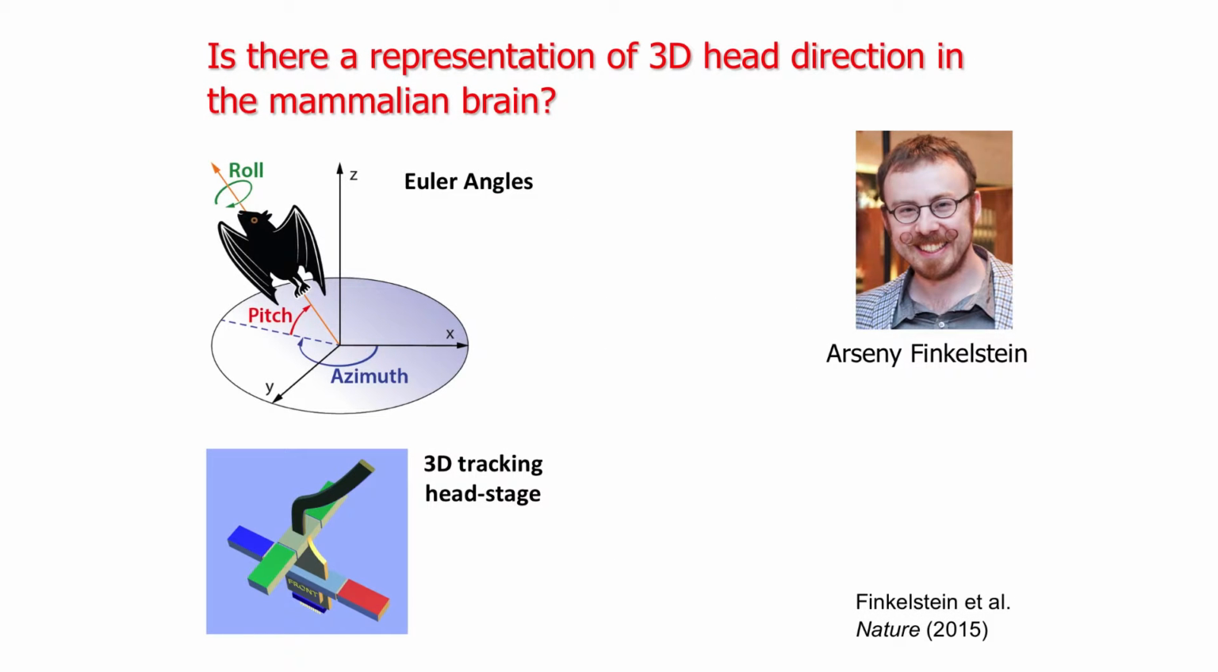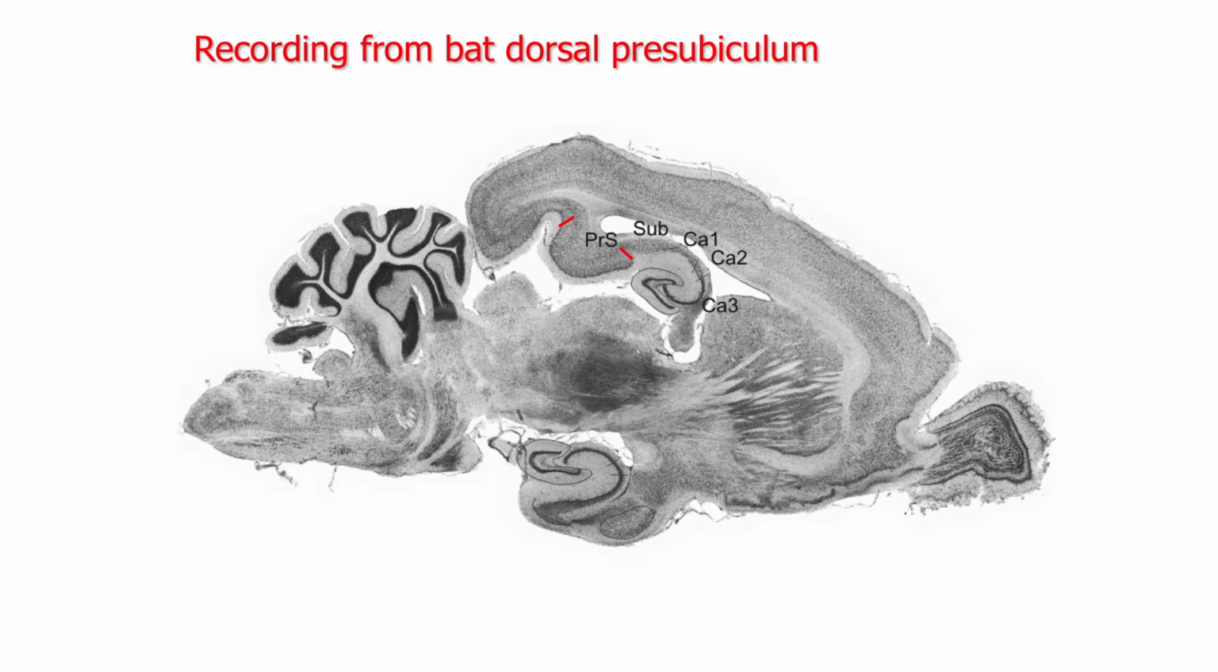What happens with the head direction signals? Arseny Finkelstein in the lab addressed this question. We used a 3D tracking head stage. It's basically the same idea as with the colorful LEDs, but done in a different way. The way we did it, we used a tetrahedral arrangement of non-coplanar LEDs, and then you can track all 3 Euler angles, the azimuth or yaw, the pitch, and the roll of the animal as it's behaving, and record in the dorsal presubiculum of the bat, the same area where head direction cells were originally discovered.